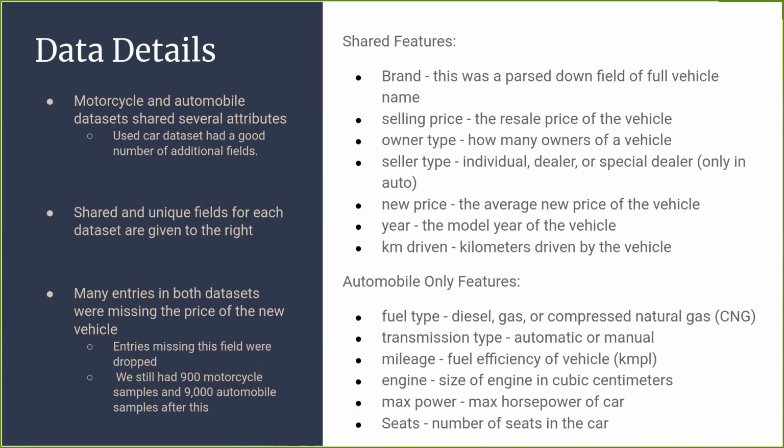One thing to note is that both data sets were missing a pretty high number of the new price fields. I figured that this would be pretty useful for predicting the resale value, so I went ahead and dropped all of the entries that did not have this field. This still left us with about 900 motorcycle and about 9,000 automobile samples, so we're still in pretty good shape after that.